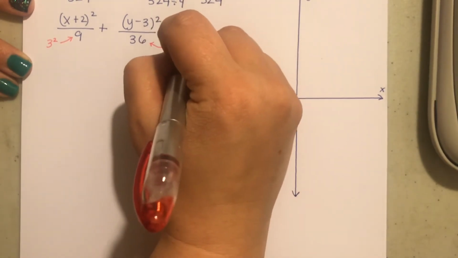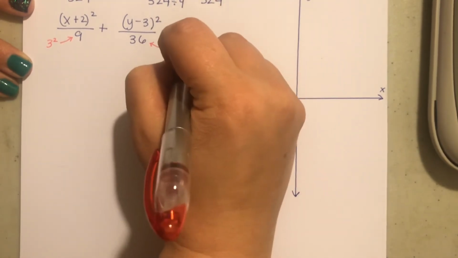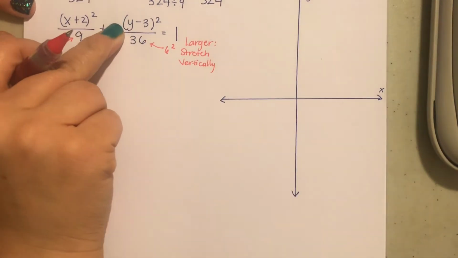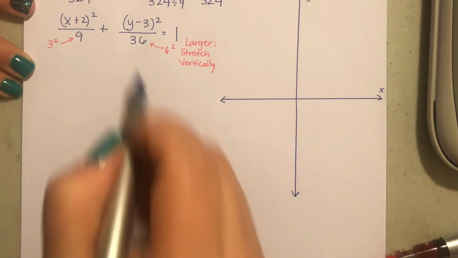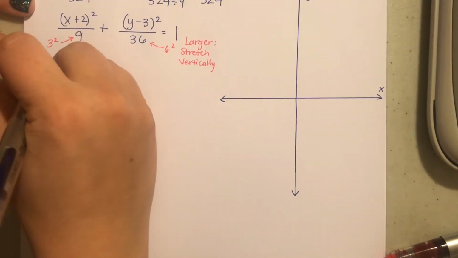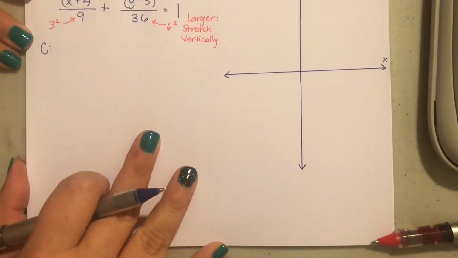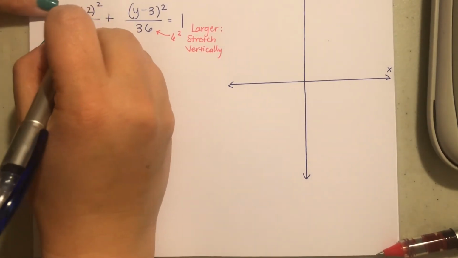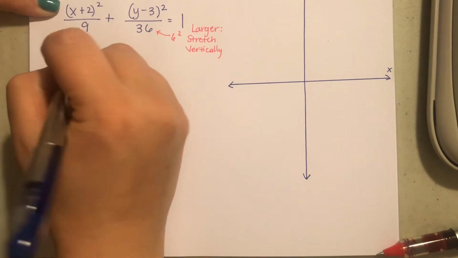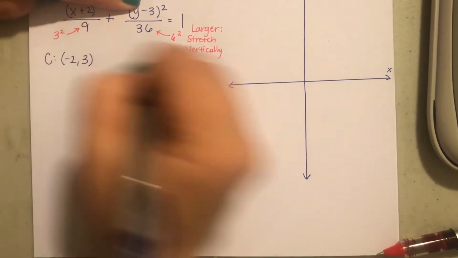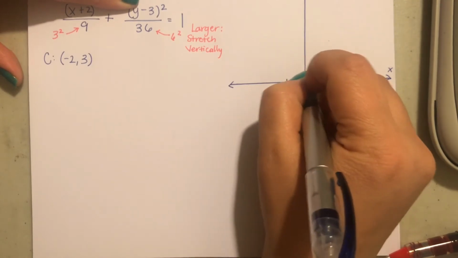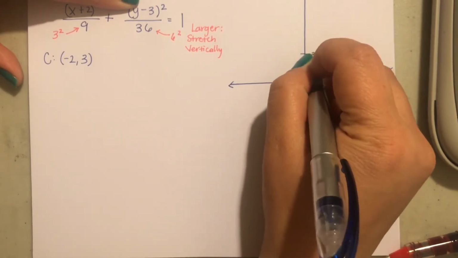Which means that we're going to stretch vertically because it sits underneath the y, right? So we go to our center, which is going to be, let's see, this, okay? Center is going to be, remember it's opposite, so -2, +3, so that's 1, 2, 1, 2, 3.